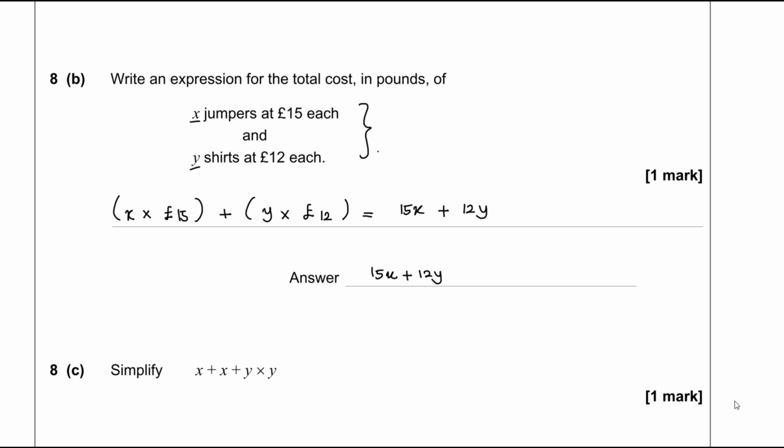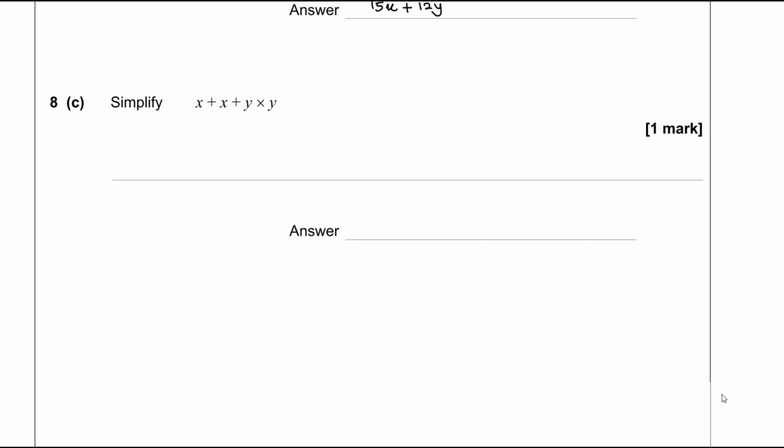Now what about 8c? Simplify this, x plus y and then times y. So be careful with this. This is addition and multiplication. So we have to do the multiplication first. It becomes y squared, and then x plus y squared. X plus y squared. Now everything is fine.